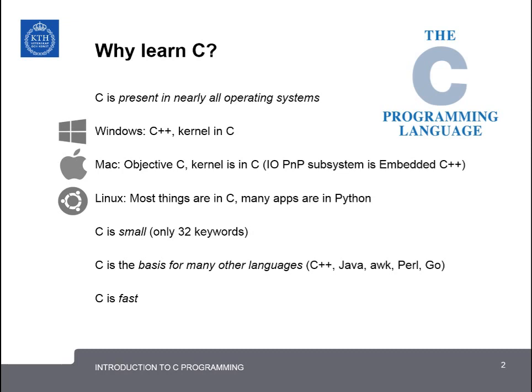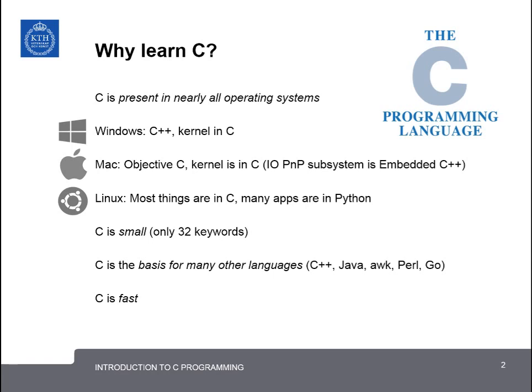Another reason why we learn C is because the core of the language is very small. It contains only 32 keywords, so it's easy to learn the entire language very quickly. Furthermore, C is the basis for many other languages, such as C++, Java, Awk, Perl, and Go. So if you are able to learn C, you will have a very good head start in learning these other languages. Finally, C is a very fast language.